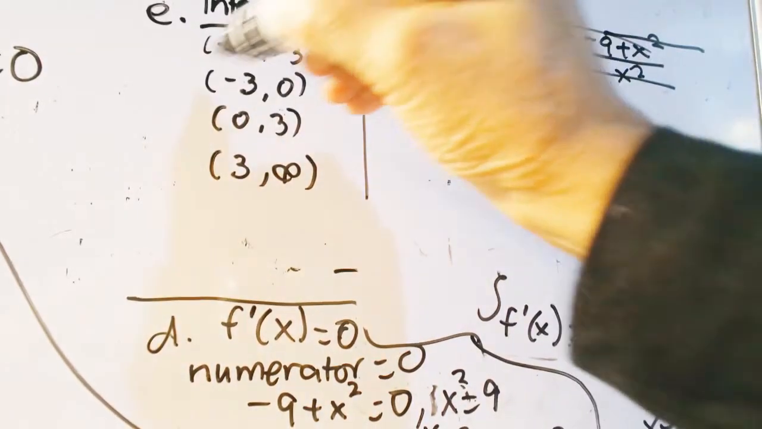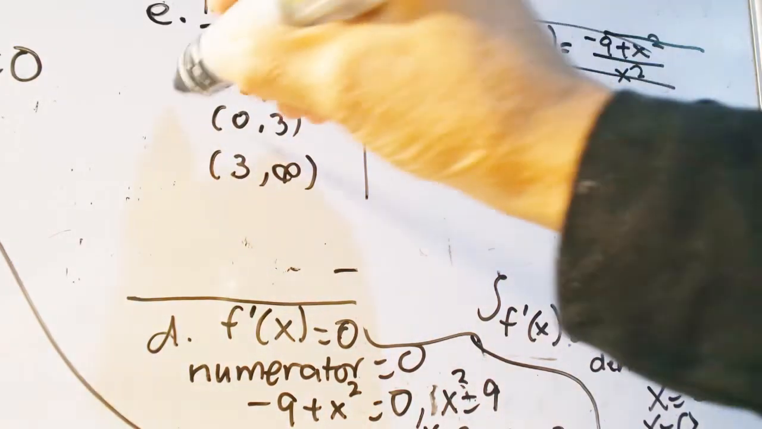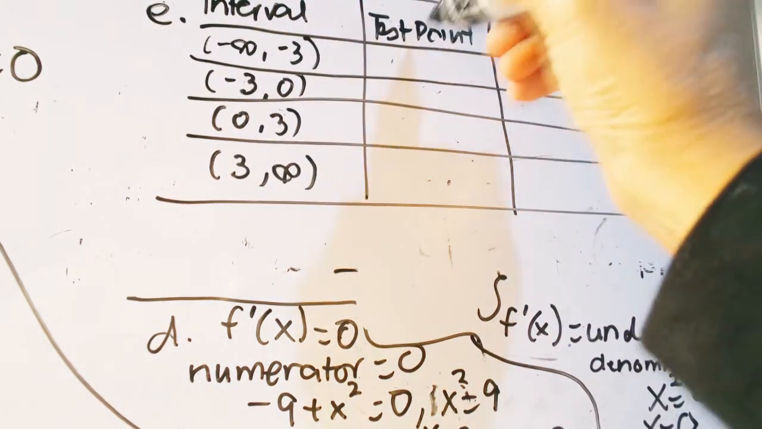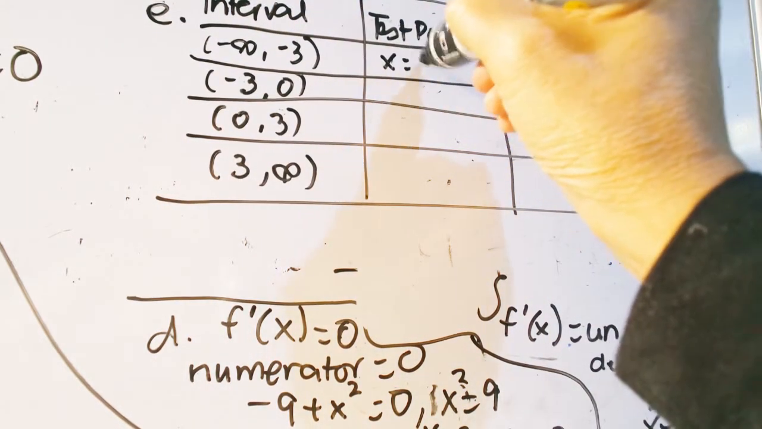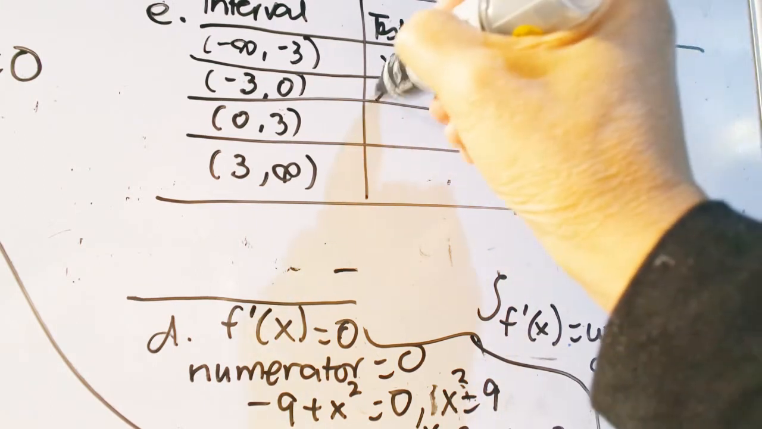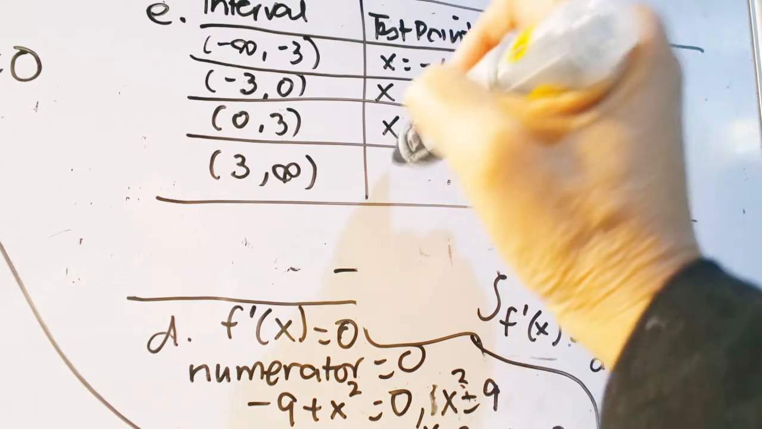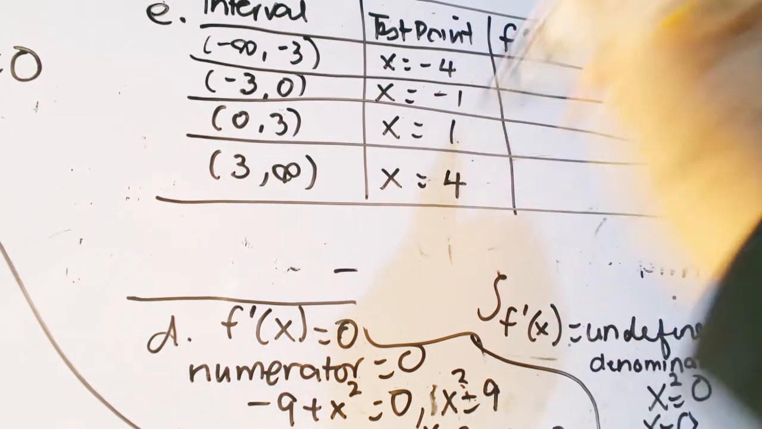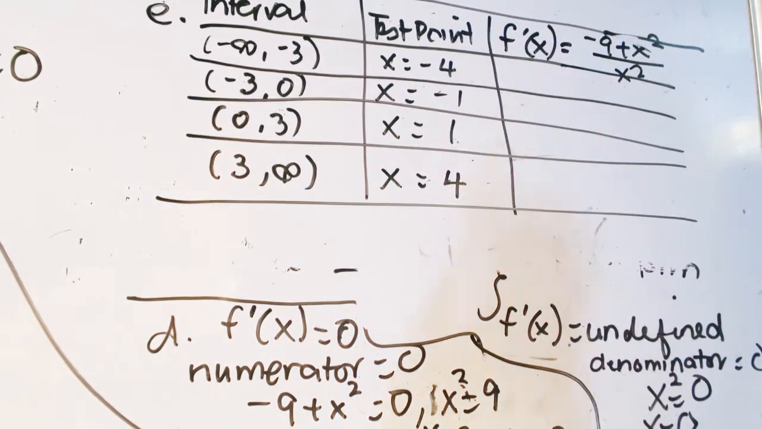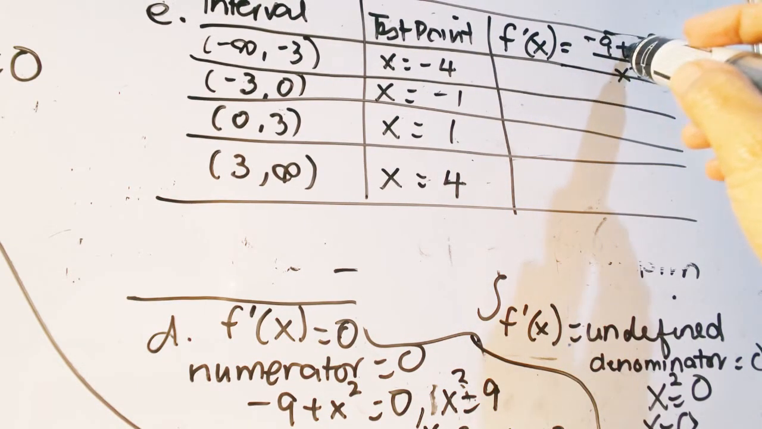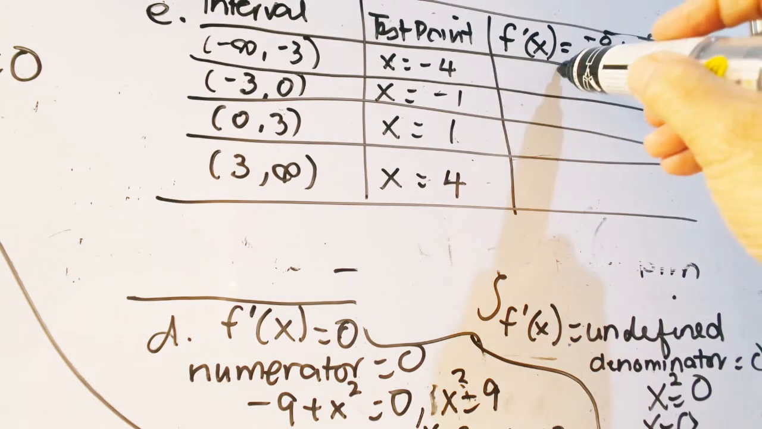So we take a test point. x equals minus 4, x equals minus 1 here, x equals 1, and x equals 4 here. Substitute inside f prime. Minus 9 plus 16. Minus 9 plus 16 is positive.